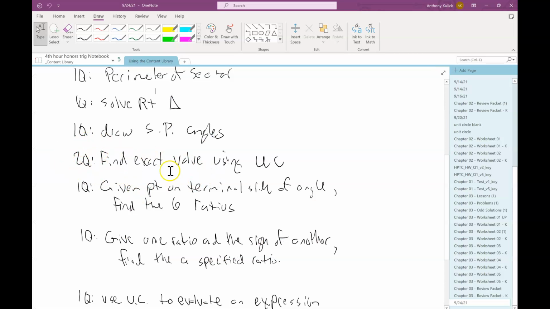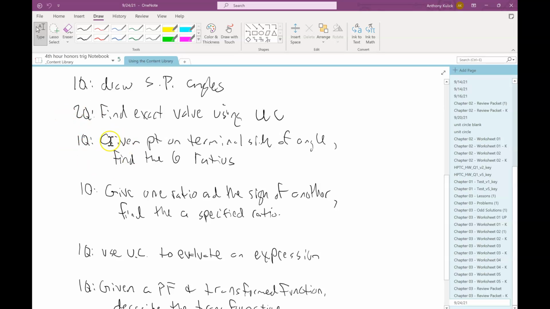Two questions where I ask you to find the exact value of a trig function using the unit circle. I would provide you the unit circle. That's not something you need to have memorized, although you would need the unit circle definitions of sine, cosine, and tangent, etc. So like that sine is y and cosine is x and all that jazz.